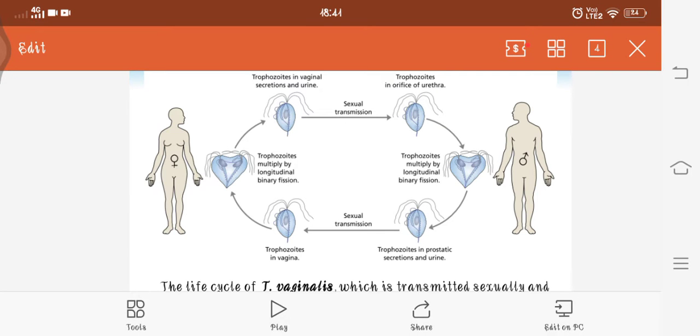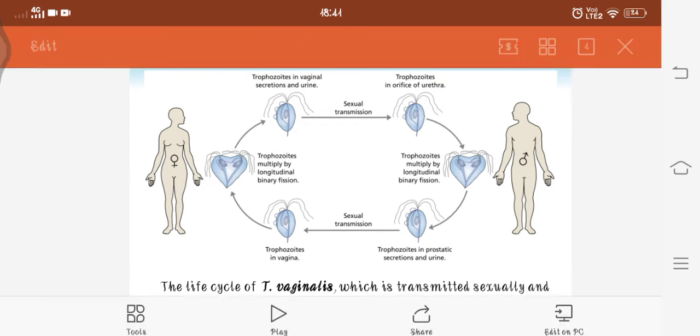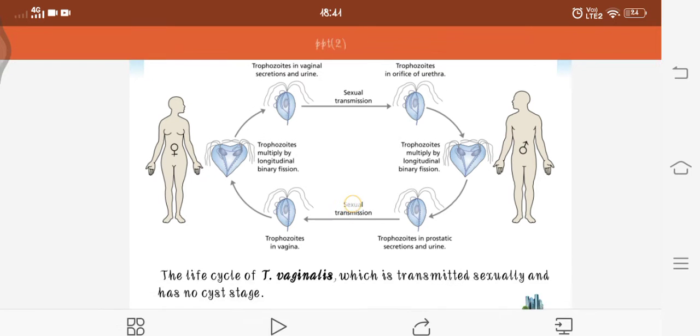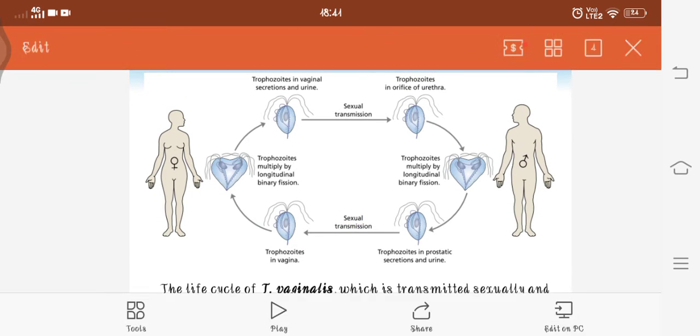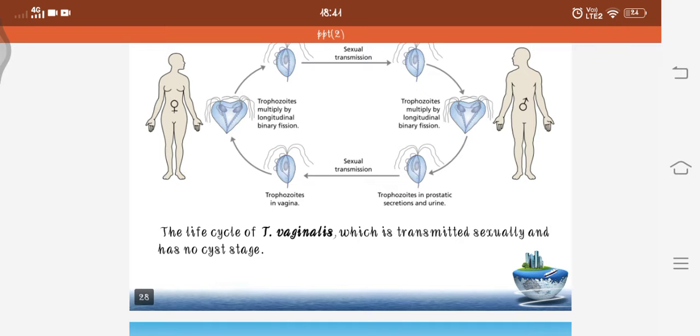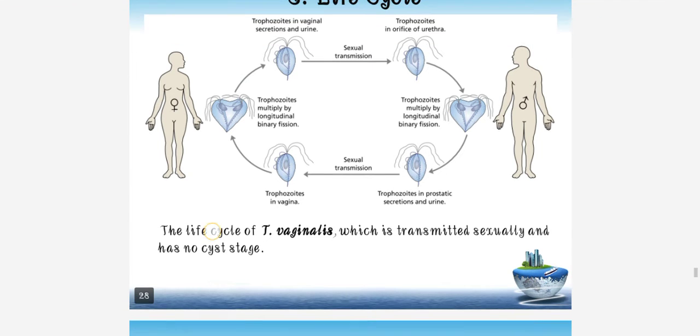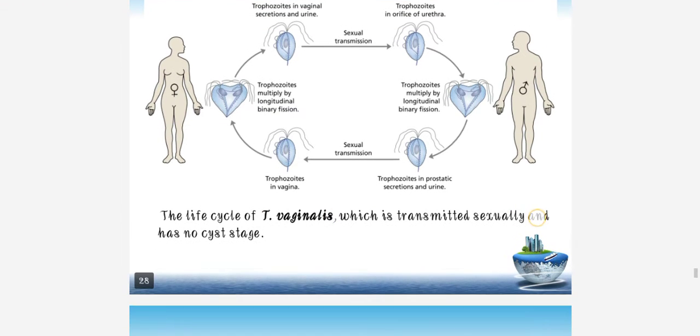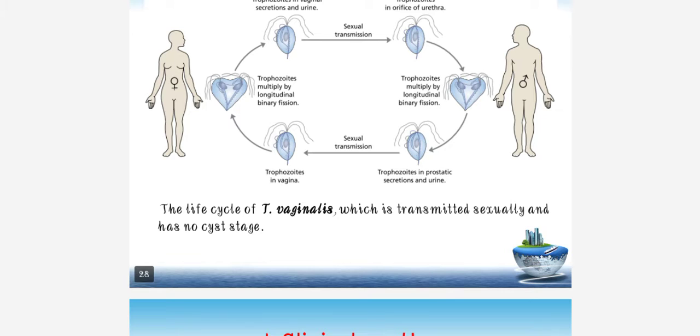So what we observe is that either in male or in female, they divide by binary fission and are transferred from male to female by sexual transmission. Very easy life cycle. So this is the life cycle of T. vaginalis, which is transmitted sexually and has no cyst state, only the trophozoite state.